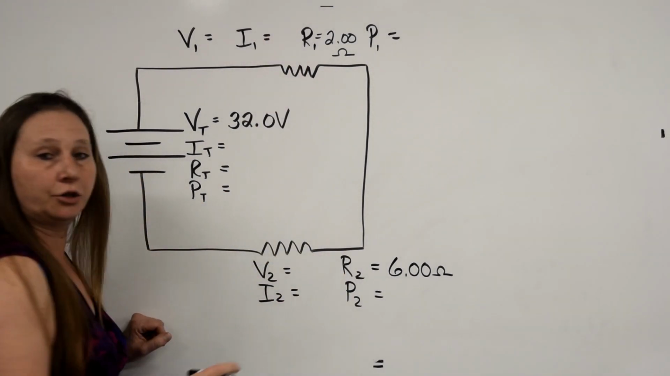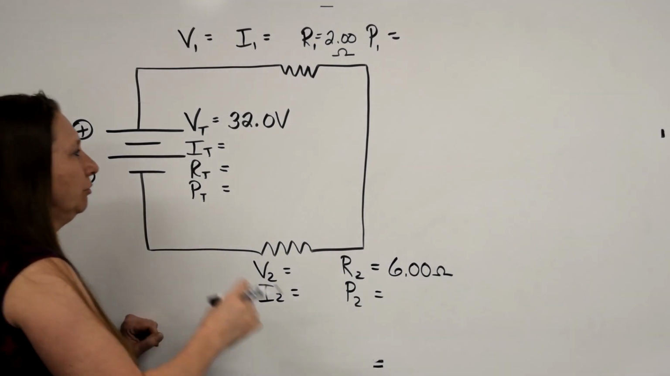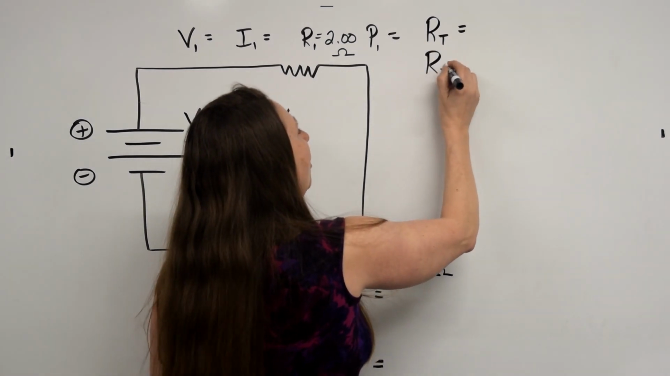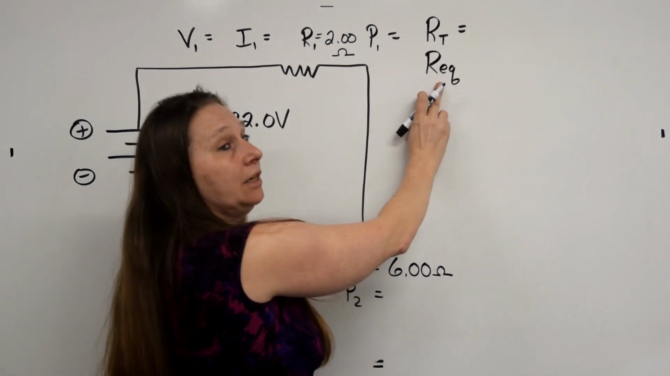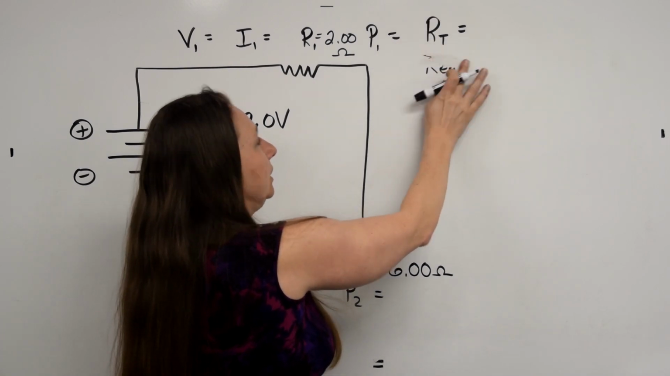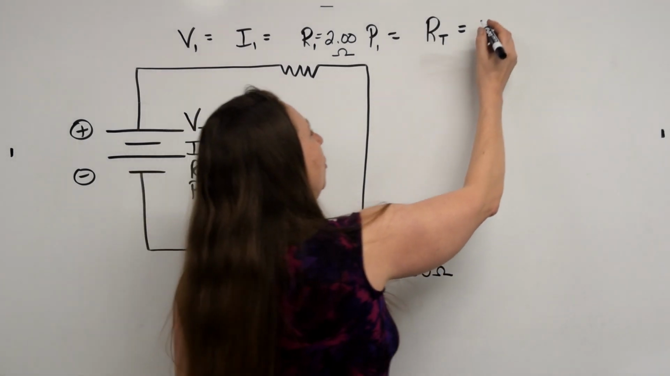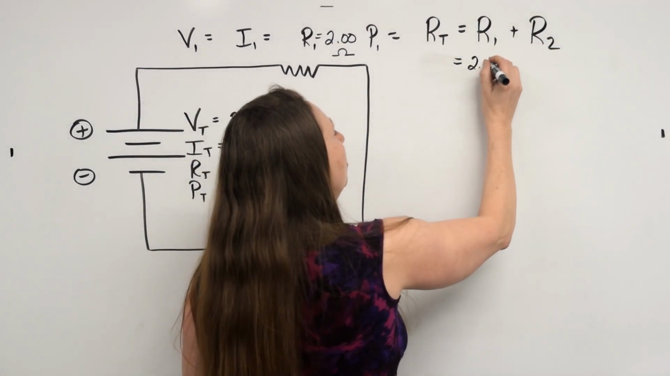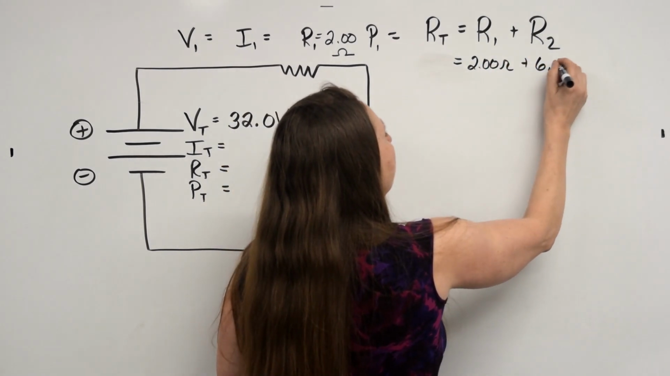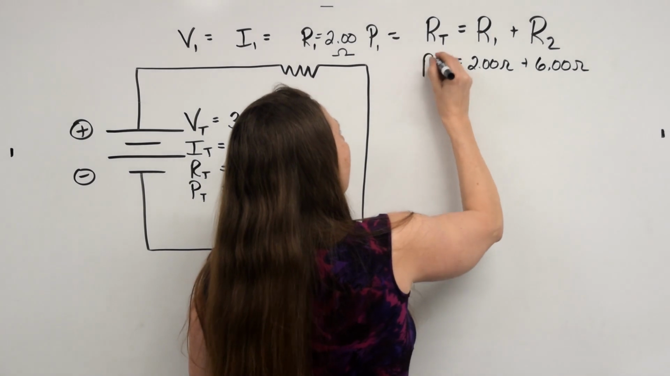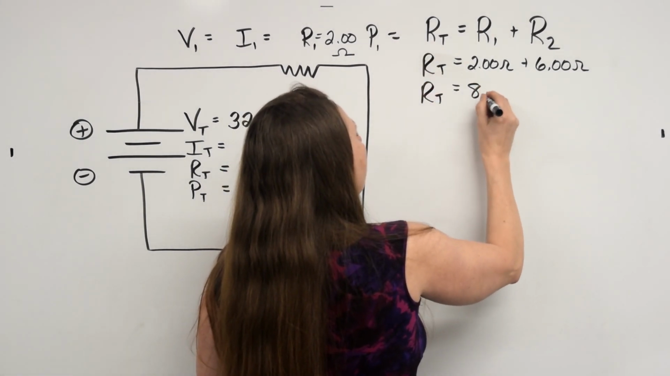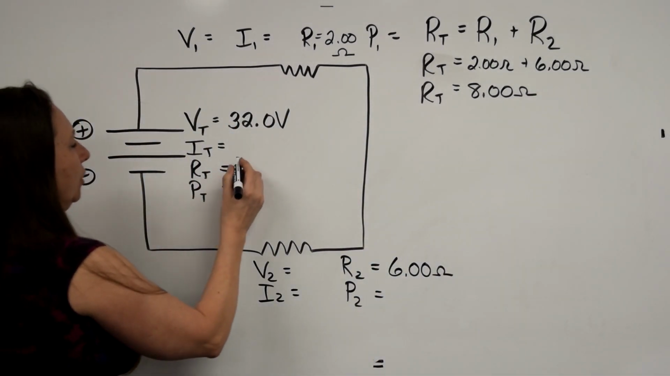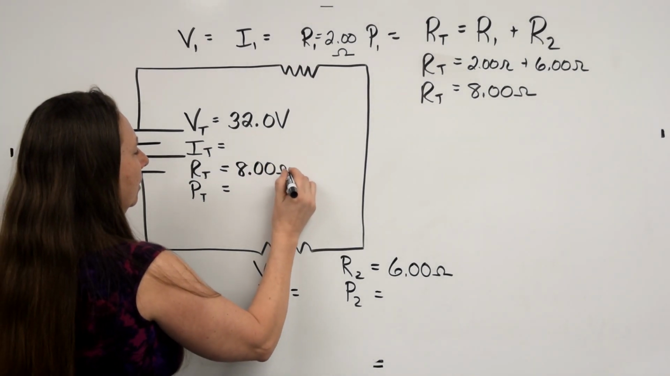We've got R1 and R2. We can add them together to get the total resistance for this series circuit. R total is the same as REQ. The equivalent resistance is the total resistance. I like to use the capital T. All right, so the total resistance is going to be R1 plus R2. R1 is 2 ohms. R2 is 6 ohms. So our total is going to be 8 ohms. Okay? So our total is 8 ohms.